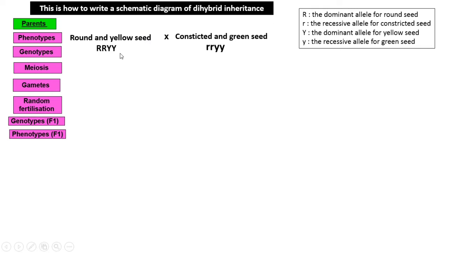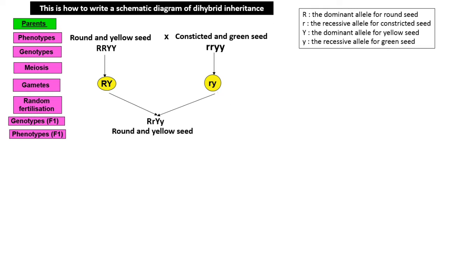Okay, and meiosis, we write down the arrow, and gamete here is from capital R, capital Y, produce gamete capital R, capital Y. From the parent small r and small y, it will produce gamete small r, small y. So after random fertilization, the genotype produced in F1, the first filial generation, is capital R, small r, capital Y, small y. So this is the round and yellow seed.